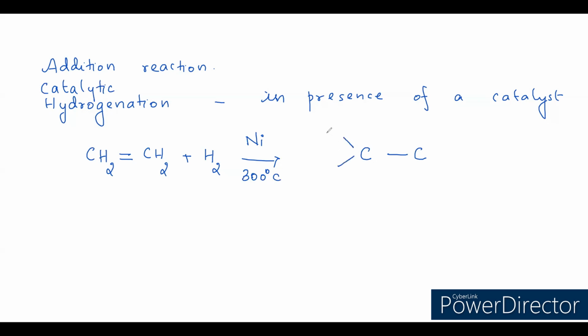Already there are two hydrogens on each of the carbon. Plus, you are adding two more hydrogens, of which one hydrogen will go to the first carbon, second hydrogen goes to the second carbon. So this is nothing but CH3 single bond CH3. So what have you done here? You have converted ethene to ethane.